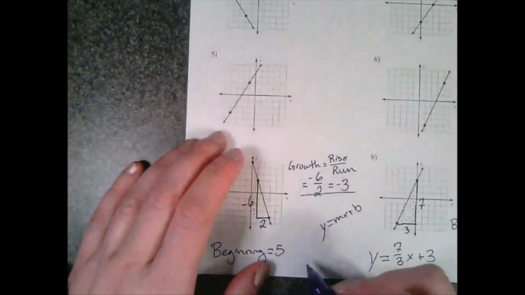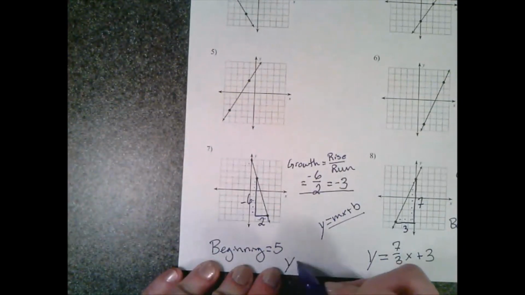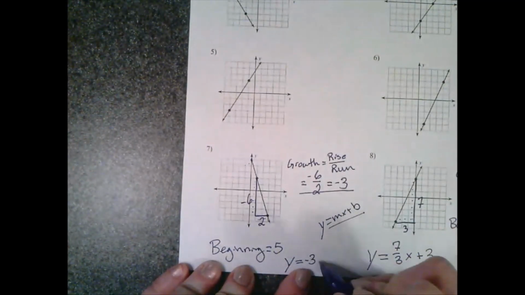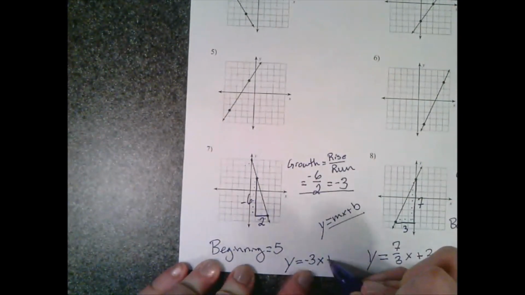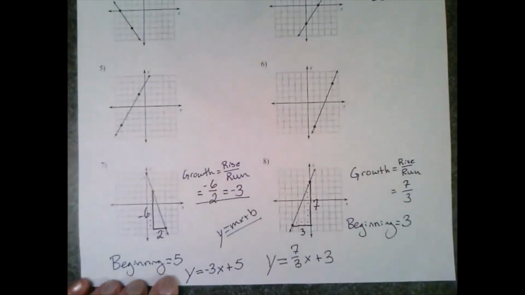So let's fill in our format here. We have y equals -3 is our growth. And then our beginning is 5. And that's it, we're done. I hope that makes sense.